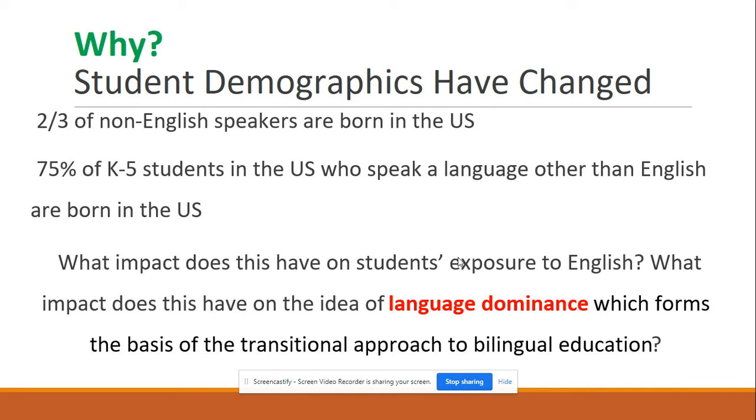So what impact does this have on the students' exposure to English? What impact does this have on the idea of language dominance? And which forms the basis of the transitional approach to bilingual education?